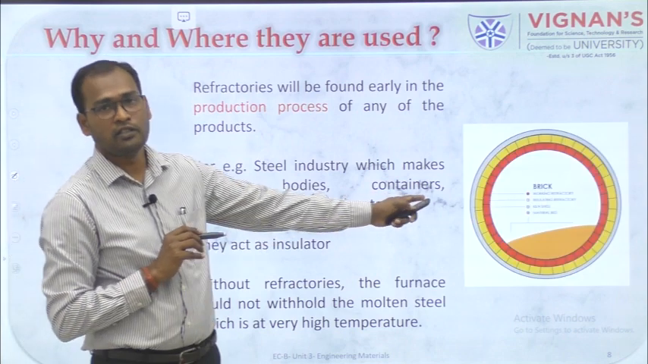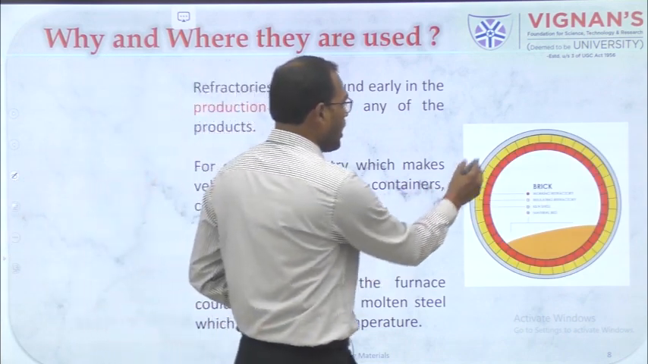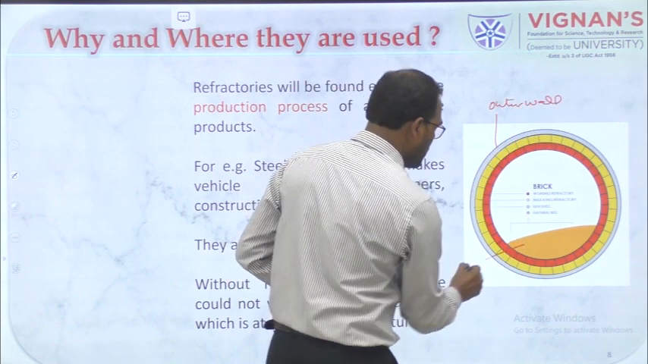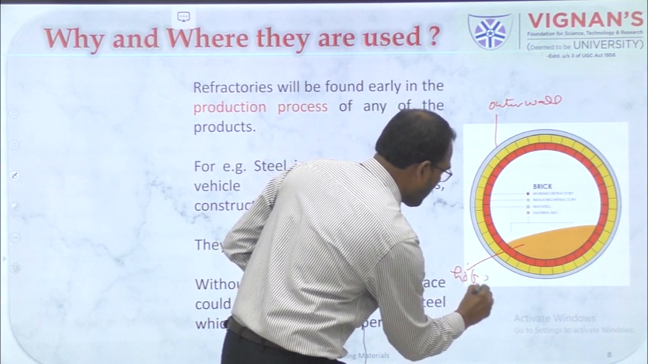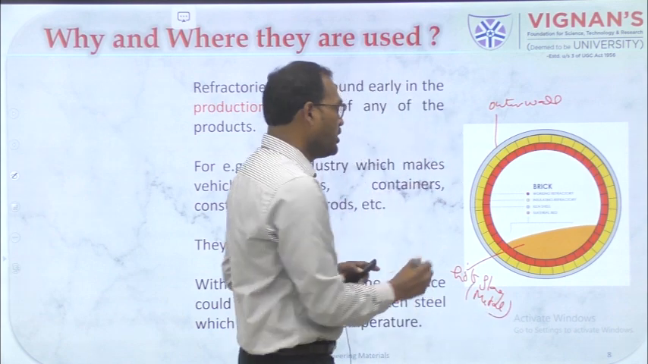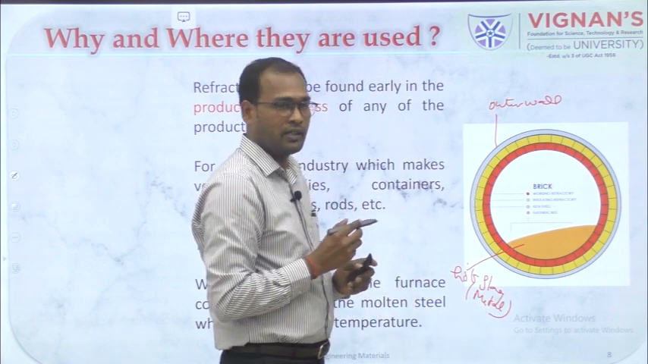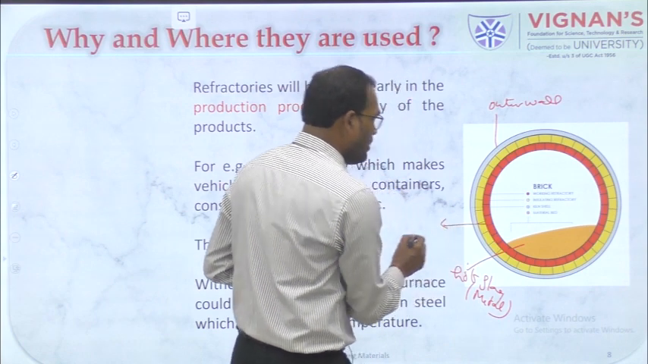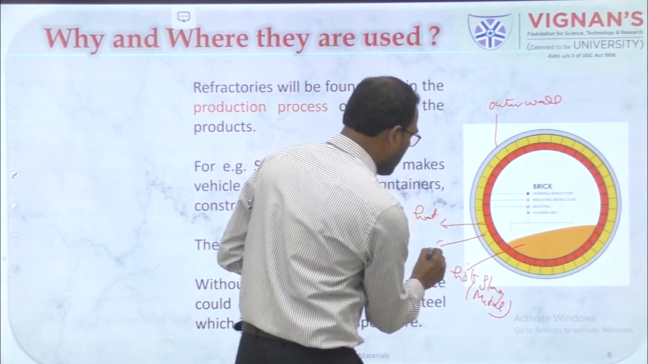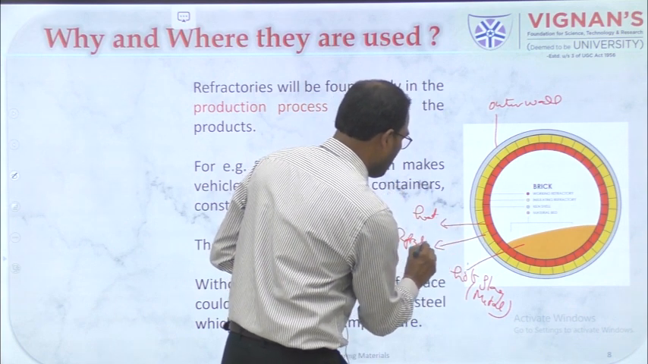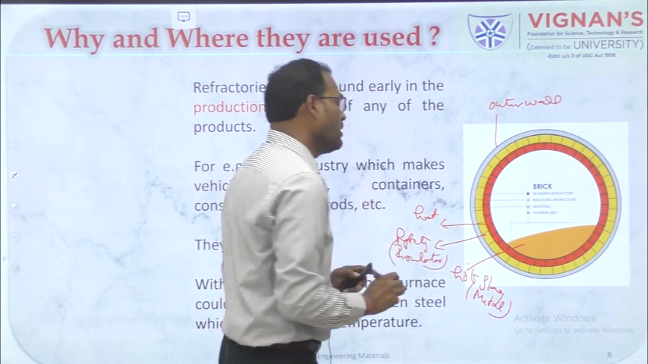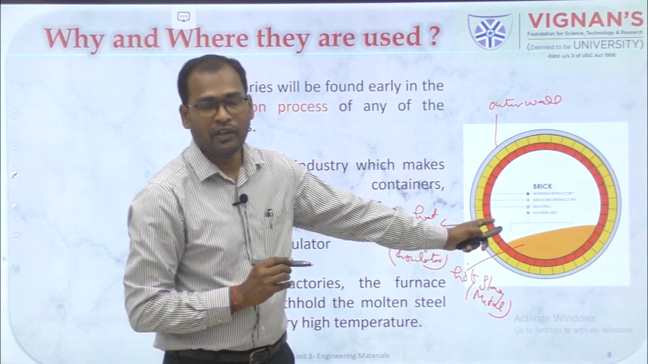So you can see this image here, whatever I said. This is the outer wall, and this is the hot slag or the hot metal, and you can see two different layers of refractory. One is the inner one which stops the heat flow, and this is another refractory which acts as an insulator. So here they have used two layers of refractories.